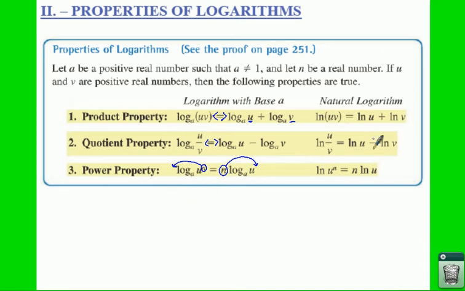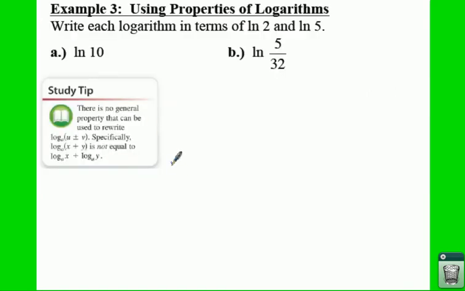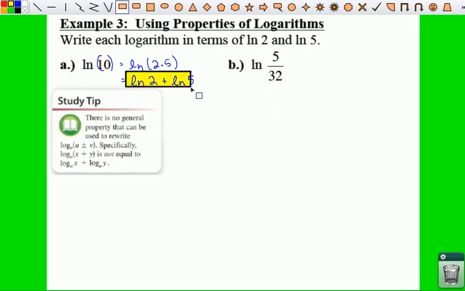Now you can do all those same things with your natural log. Don't get confused just because it has an ln instead of a log that you can't do it, but you can. So for example 3 here, we want to write each log in terms of ln of 2 and ln of 5. Well, we know that this is the same as saying the natural log of 2 times 5. So if we want to expand this, then we can rewrite that as the natural log of 2. Multiplication means we add, so you have the natural log of 5. Natural log of 2 plus natural log of 5. That is how you expand something.